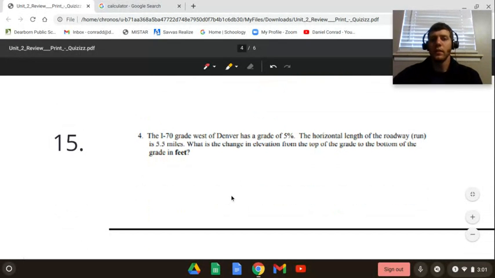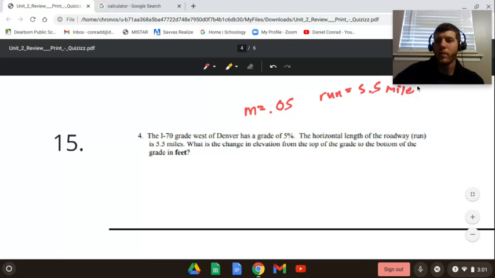All right, 15, the I-70 west of Denver has a grade of 5%. That means the slope here is going to be, right, you got to move the decimal over 2 spots. So the slope is going to be 0.05 as a decimal. The horizontal length of the roadway, so that is your run, is 5.5 miles. What is the change in elevation? So you're looking for the rise. We'll make that x. Okay, and we want it in feet though.